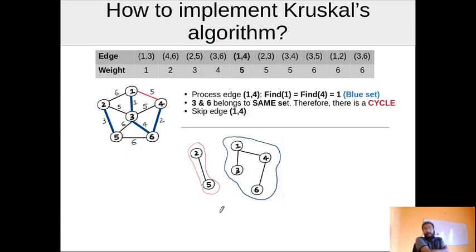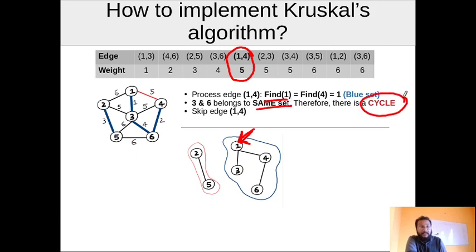Now let's see, next is 1, 4. Now there is a cycle. Let's see how it is detected. Let's do find 1. If I do find 1, 1 is available in this set, the blue set. Where is 4 available? Also in the blue set. If both of them are in the same set, then we say that there is a cycle. So I can skip 1, 4. Very simple.